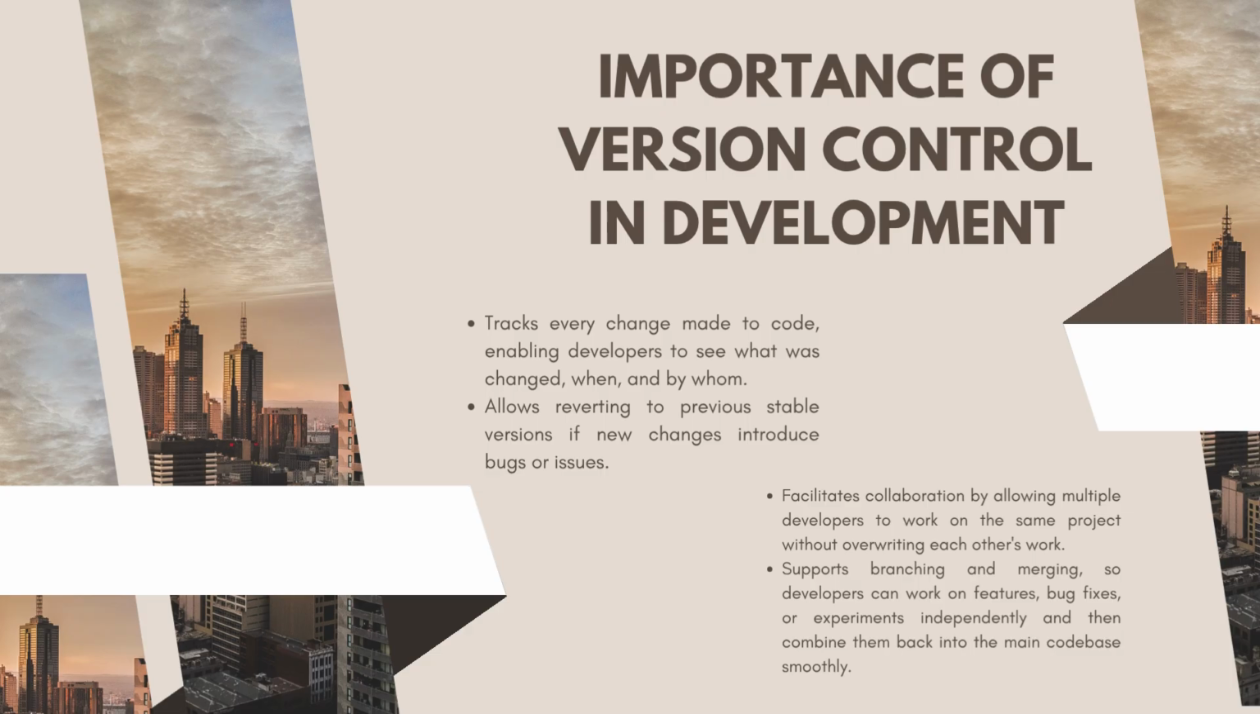Tracks every change made to code, enabling developers to see what was changed, when, and by whom. Allows reverting to previous stable versions if new changes introduce bugs or issues. Facilitates collaboration by allowing multiple developers to work on the same project without overwriting each other's work. Supports branching and merging so developers can work on features, bug fixes, or experiments independently and then combine them back into the main code base smoothly.